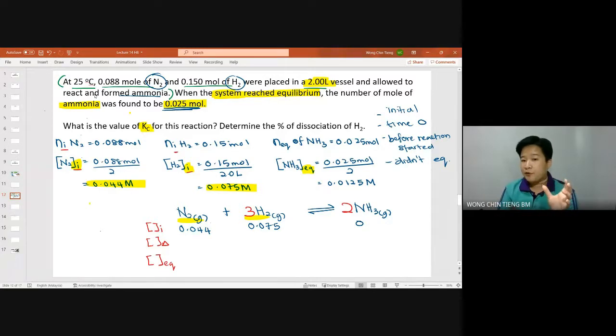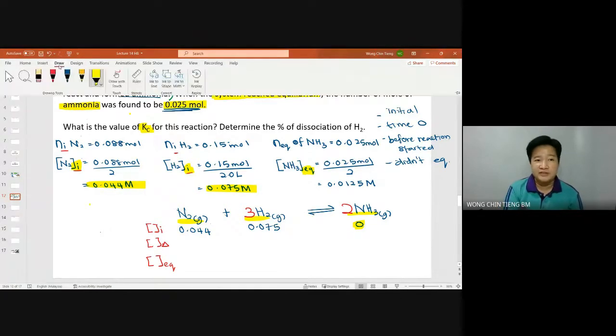So if your product is not given the initial, ada soalan yang initial tak mula dengan kosong kalau soalan bagi. Kalau soalan tak bagi, product straight away start with 0. We will assume like what Olivia said, before the reaction, there is no product formed. Okay? Next, we go for changes.